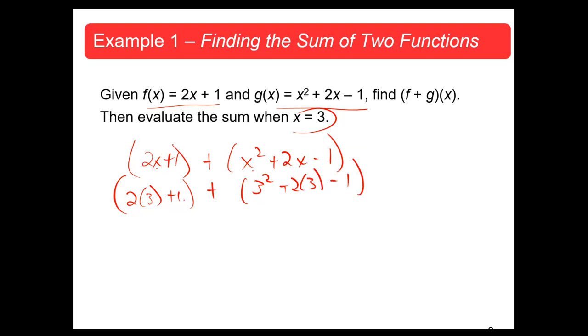So we got 6 plus 1 is 7, plus 9, plus 6 minus 1. That's going to be 14. So that should be 21.